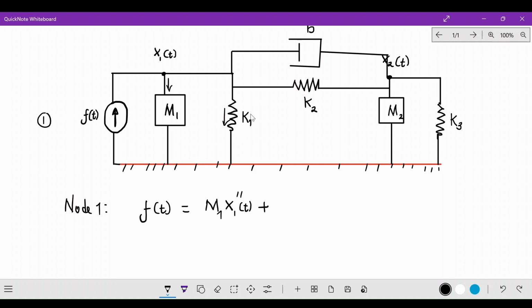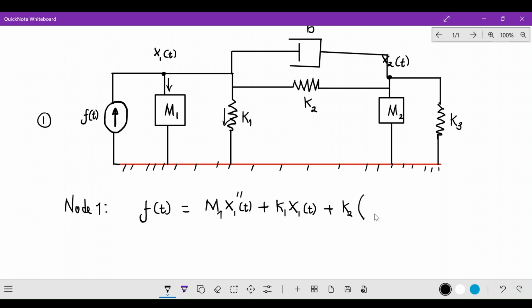And then plus another force through the spring here, K1. I could just start with the damper, but I can start with whichever I want. So this will be K1 times the displacement. Remember that the force across the spring is simply the spring constant times its displacement. So the displacement is still x1 of t, plus another force through the spring K2. This K2 lies between two displacements, so you're going to have the difference.